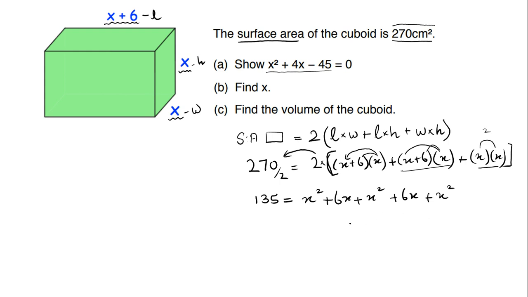Now that I have this information, I need to add up my like terms. So x squared is a like term with another x squared and with another x squared. So there's an invisible 1 with all these x squareds. So 1 plus 1 is 2, 2 plus 1 is 3. So I have 135 equals 3x squared plus, now this 6x and 6x are like terms to each other. So 6 plus 6 is 12. So I'm just going to write 12x.